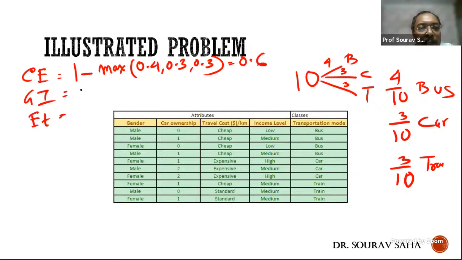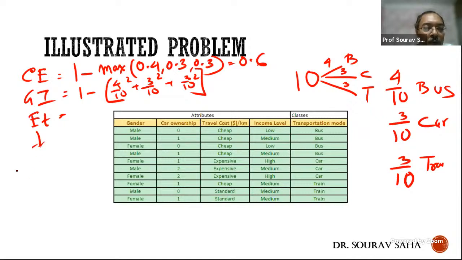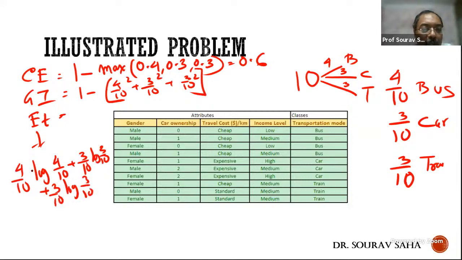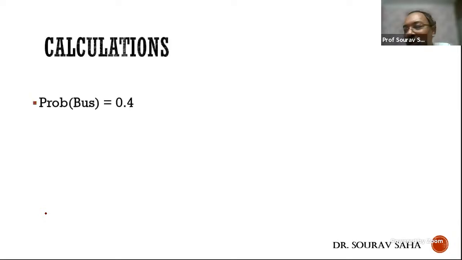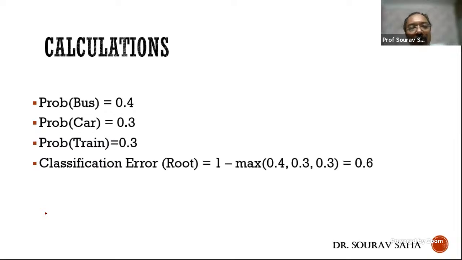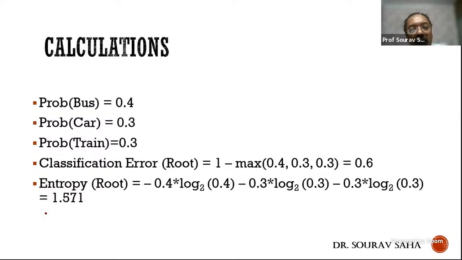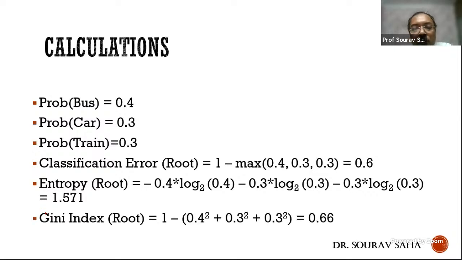Great. Gini index, if I need to take, this will be 1 minus (4 by 10 squared plus 3 by 10 squared plus 3 by 10 squared). Entropy, if I have to take, it will be 4 by 10 log of 4 by 10 plus 3 by 10 log of 3 by 10 plus 3 by 10 log of 3 by 10. Right? Okay. So you just know how it is done. I'm sure that you are not going to do it by hand, but having the idea maybe helps you better in the process. Okay, so probability bus, car, train, these are the values. Classification error 0.6 we have got. Entropy we have got as 1.571. And Gini index we have got as 0.66.